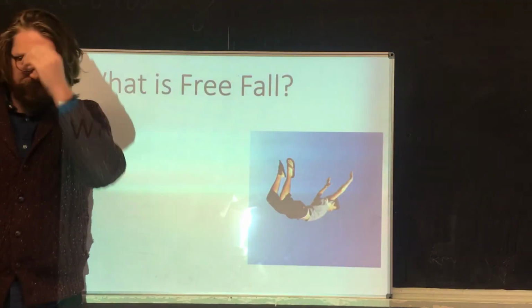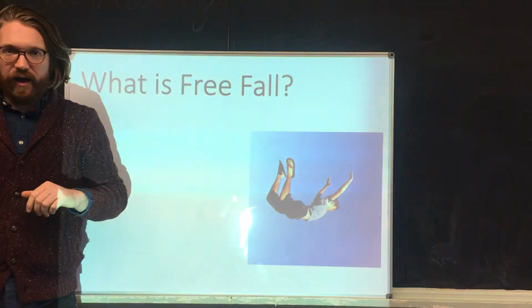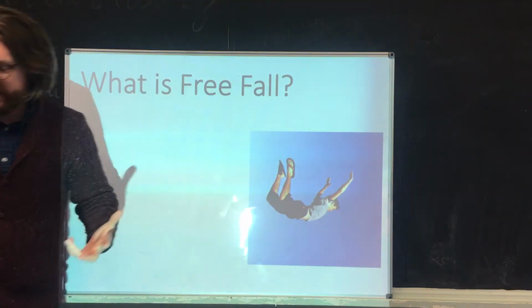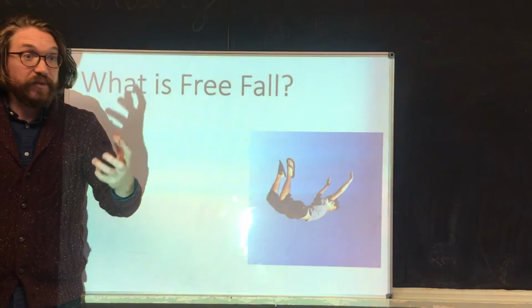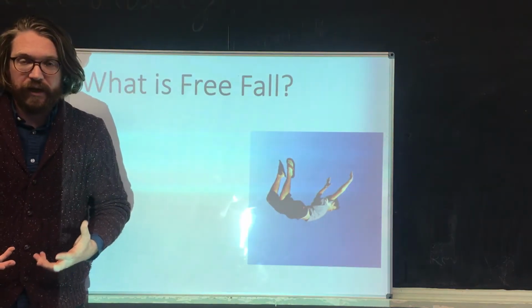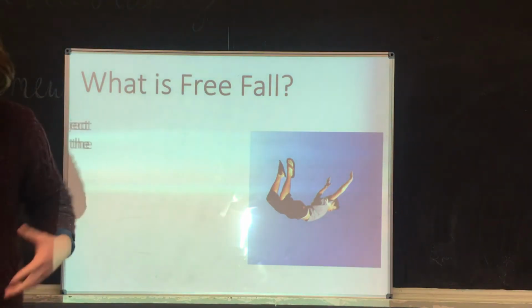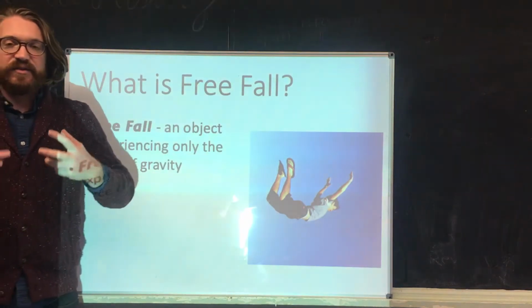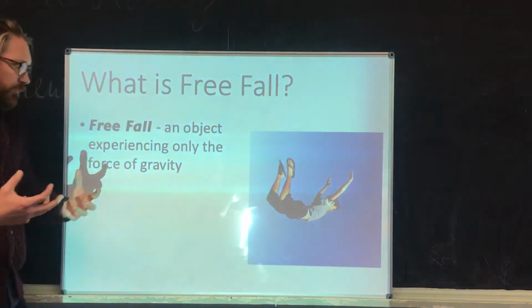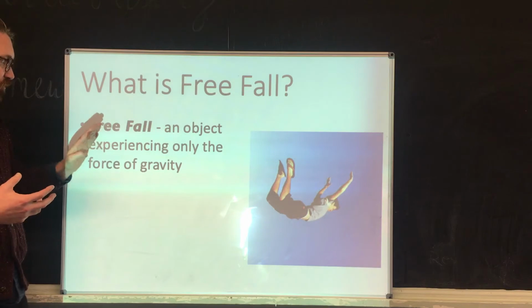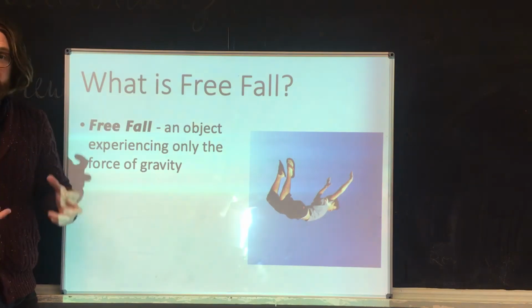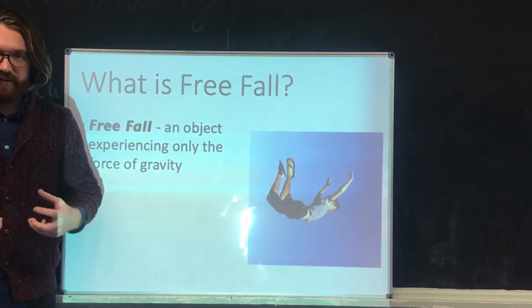What is free fall? As I'm sure you can tell, free fall is when something is falling through the air. The physics definition of this is an object is in free fall if the only force it is feeling is the force of gravity.